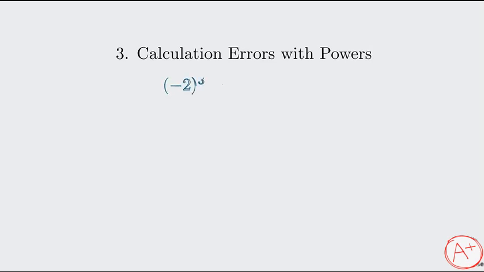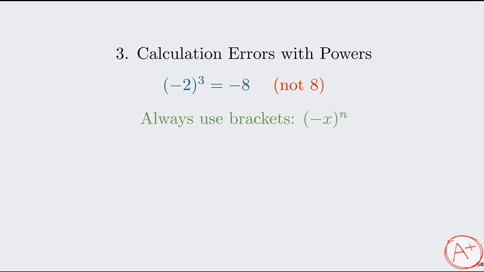Be extremely careful when cubing negative numbers. For example, negative 2 cubed is negative 8, not positive 8. Use brackets on your calculator to avoid these simple errors that can ruin your simultaneous equations.